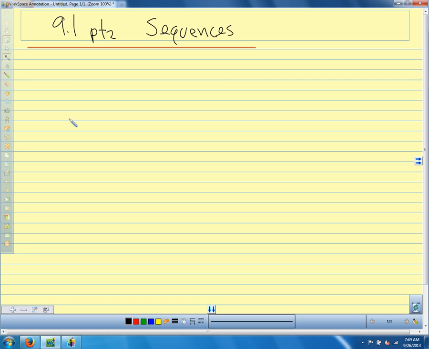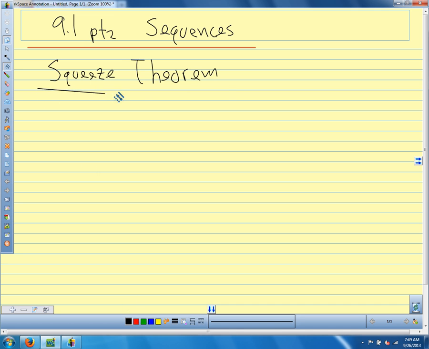So the first thing we want to talk about is the squeeze theorem. And the idea of the squeeze theorem is if we can put the terms of a particular sequence in between the terms of two convergent sequences, then the sequence that we're interested in, that's in between, has to converge to our limit as well. So I'm just going to state the squeeze theorem, and then we will draw a picture.